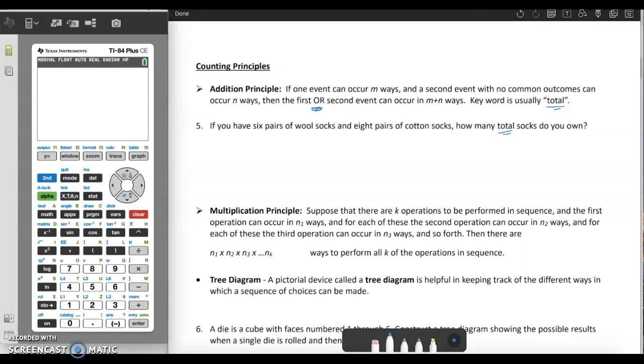There's no way for those to overlap each other. We're assuming in this case there's no wool cotton blend sock. So you simply add these together is what it's saying. 6 ways plus 8 ways equals 14 total socks. So don't overthink those.